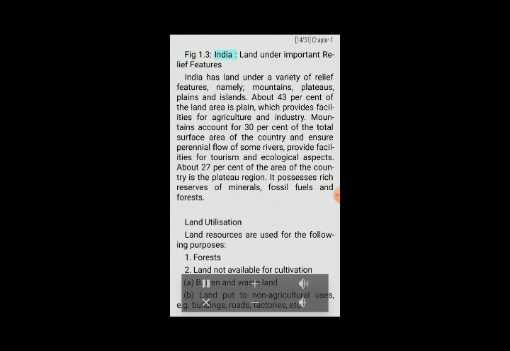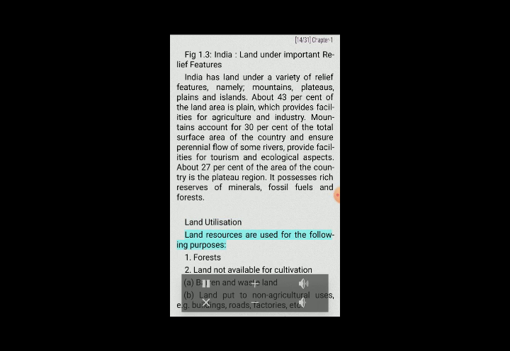Fig. 1.3. India: Land under important relief features. India has land under a variety of relief features, namely mountains, plateaus, plains and islands. About 43% of the land area is plain, which provides facilities for agriculture and industry. Mountains account for 30% of the total surface area of the country and ensure perennial flow of some rivers, provide facilities for tourism and ecological aspects. About 27% of the area of the country is the plateau region. It possesses rich reserves of minerals, fossil fuels and forests.